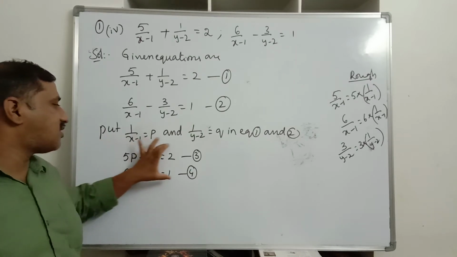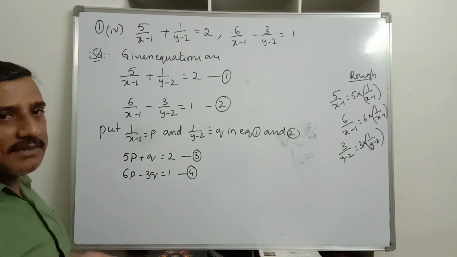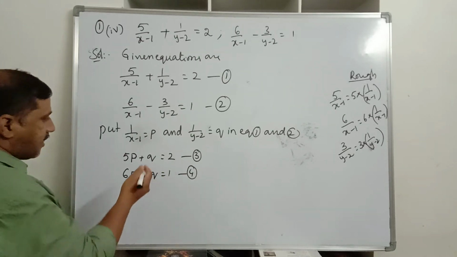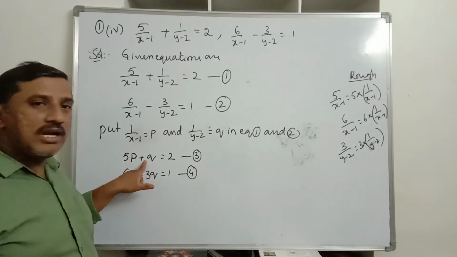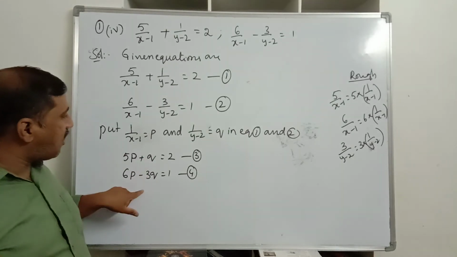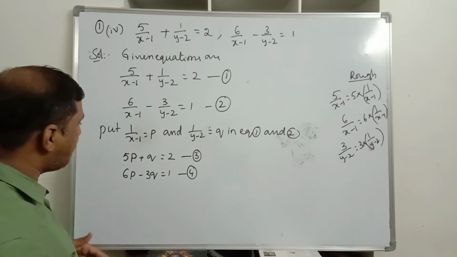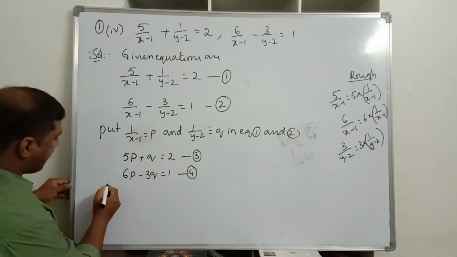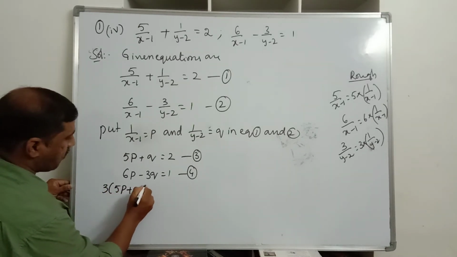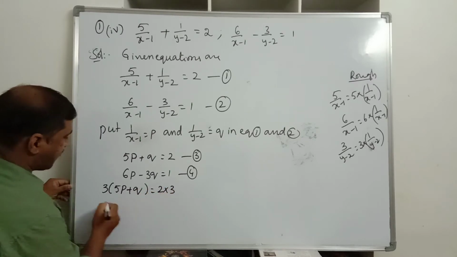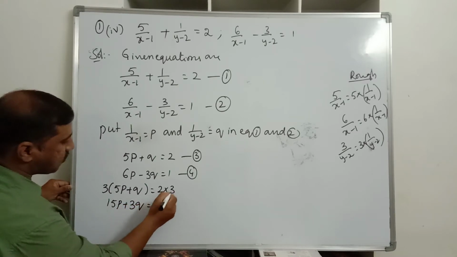Now solve these two equations. Which method can we use? I am going to use the elimination method. You can use any method. To eliminate q, here it is minus 3 and here we have only 1. To make these coefficients equal, equation 3 is multiplied by 3. Then we get 3 into 5p plus q is equal to 2 into 3. That is 15p plus 3q is equal to 6.